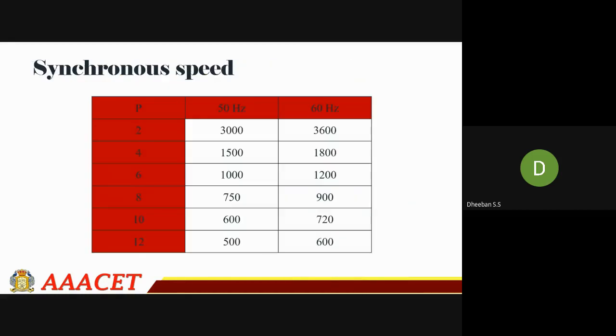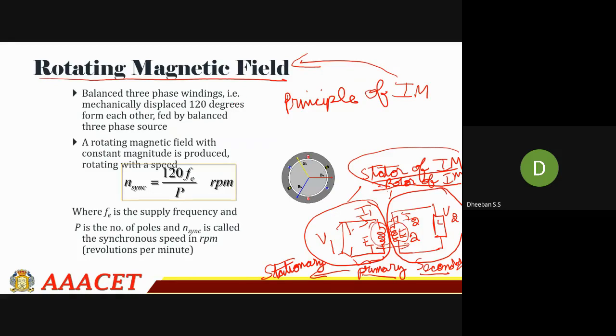What they are saying is that the balanced three-phase winding is mechanically displaced by 120 degrees. Again, we have been talking about three-phase windings. Hence, for a balanced system, your phases will be 120 degrees apart. Here, for the rotating magnetic field, you are supplying the three-phase supply to your stator. Then a rotating magnetic field at a constant magnitude of speed is produced.